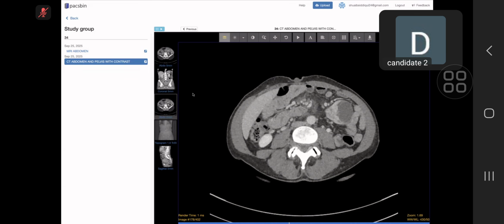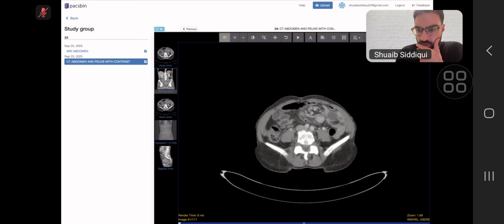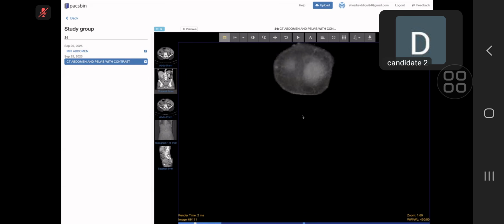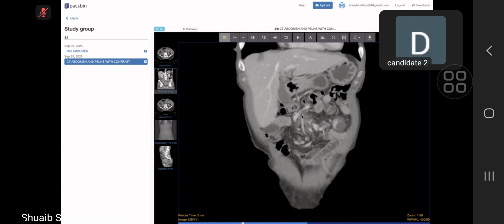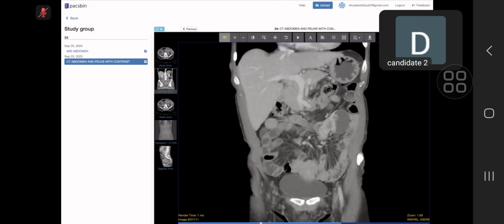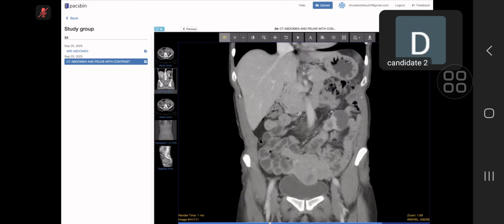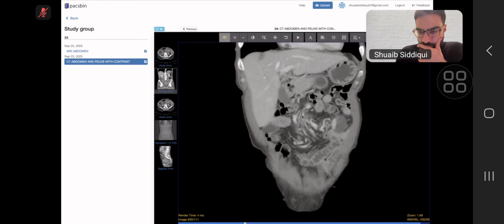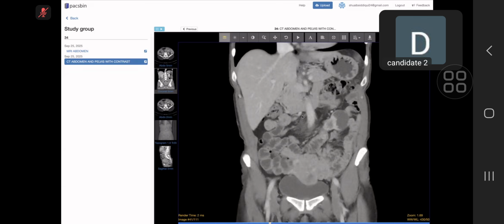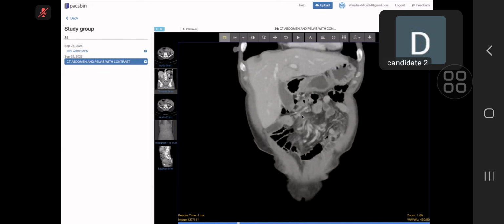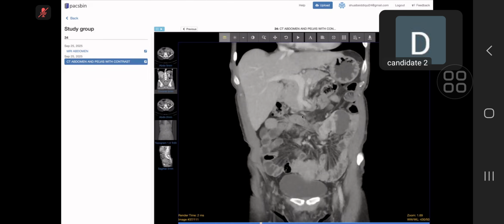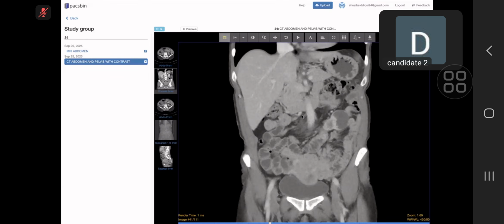I want to look even for the coronal view. Maybe I could trace it well. I'll take control and I'll show you it on coronal. Okay. Does that help you? I just wanted to see. It appears to be a cyst with a mural nodule or enhancement in this view.